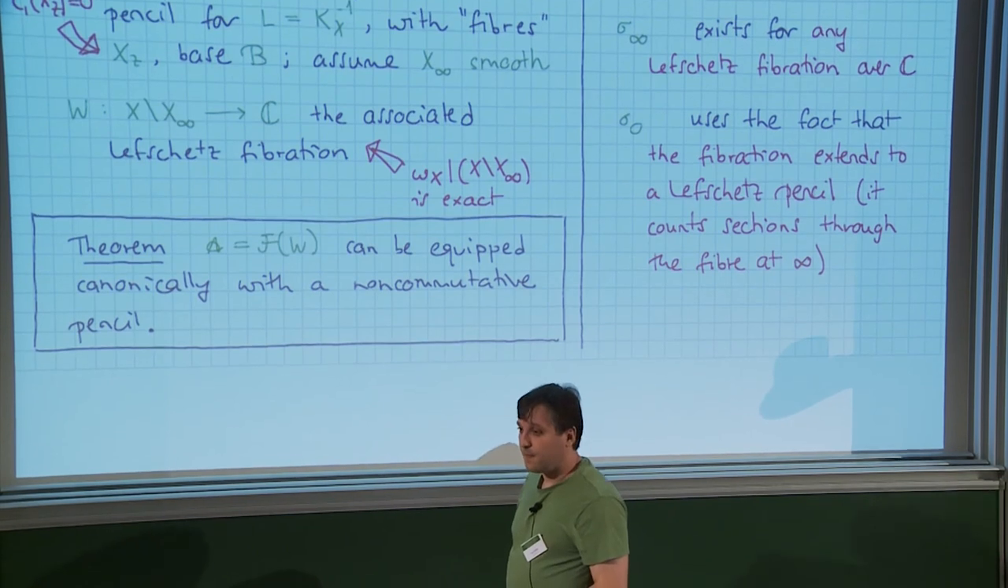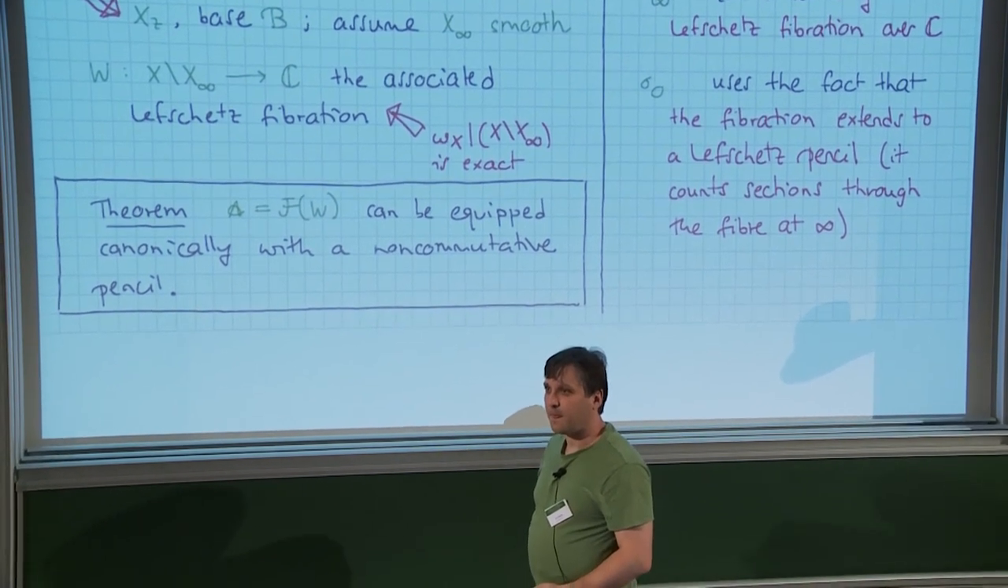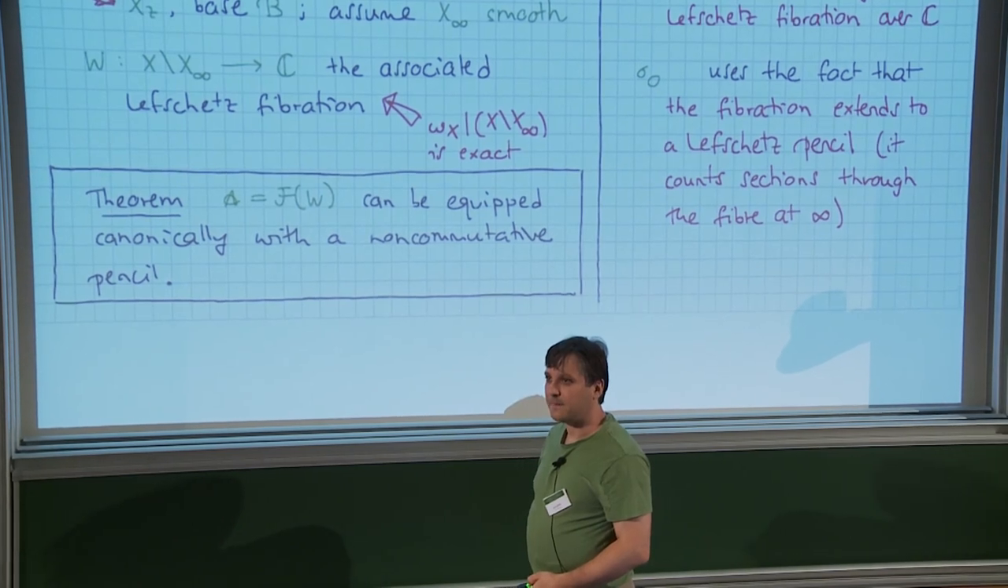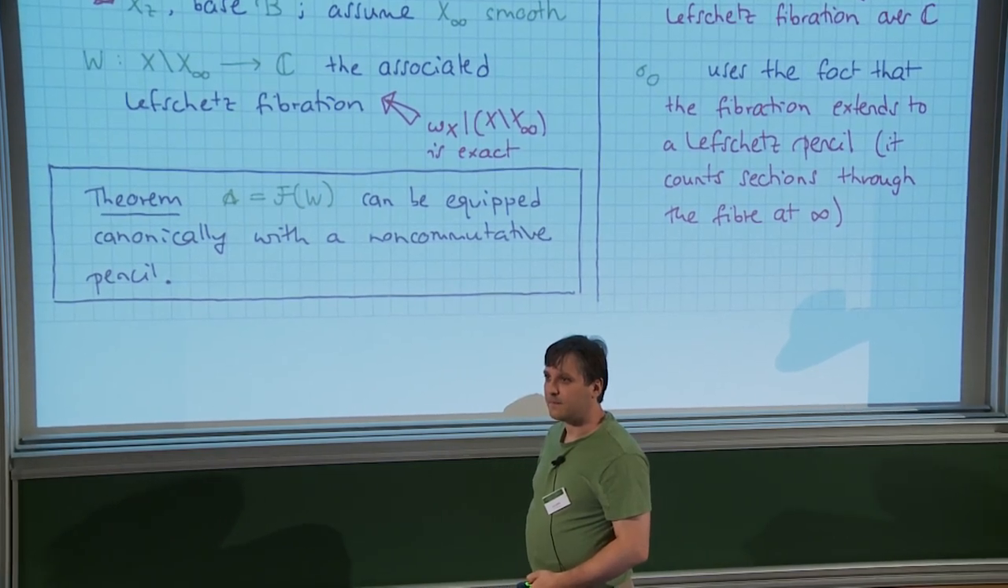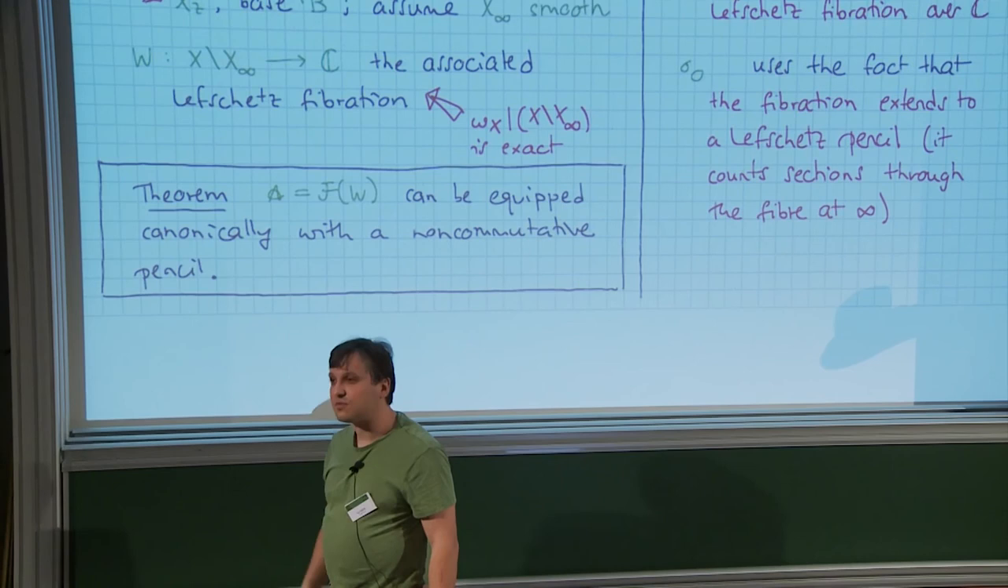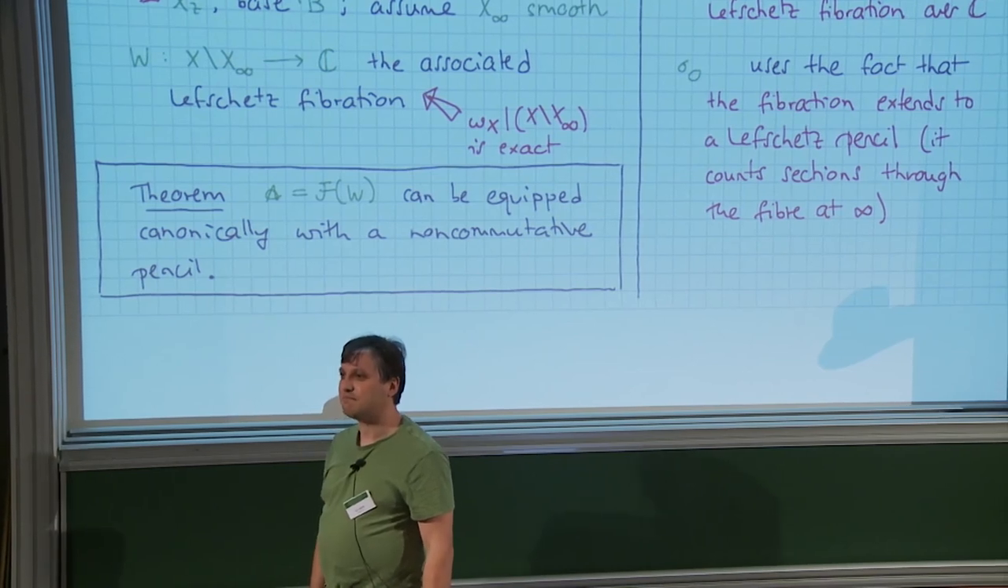Okay. So you said the symplectic Lefschetz pencil gives rise to a non-commutative pencil. What if you just take a symplectic anti-canonical divisor, a single one? Will you get a non-commutative divisor? That's right, but that's not new.